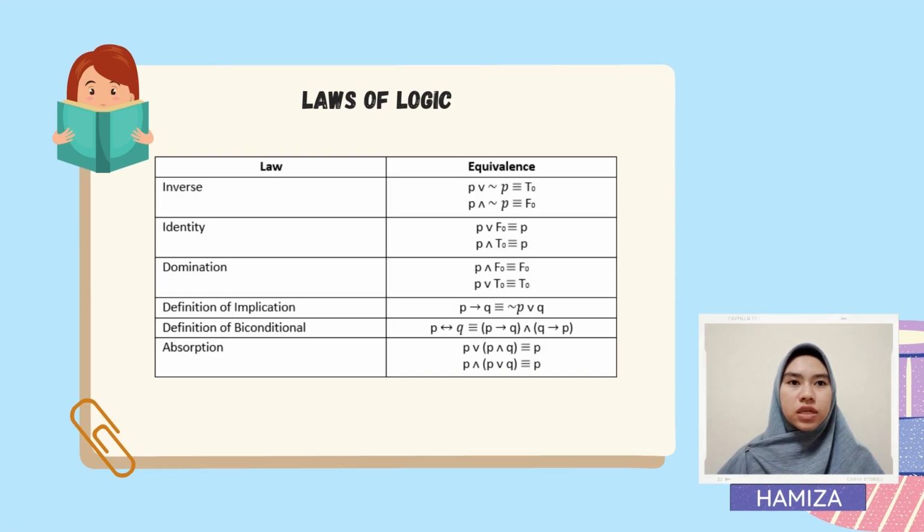For inverse, P or negation P is equivalent to T0, P and negation P is equivalent to F0. For identity, P or F0 is equivalent to P, P and T0 is equivalent to P. For domination, P and F0 is equivalent to F0, P or T0 is equivalent to T0. For definition of implication, we need to change the implies operator and put the negation operator with or. Definition of biconditional, we need to change the biconditional operator and it will have operator implies and. For absorption, we use it when we have different symbols and two same propositions.